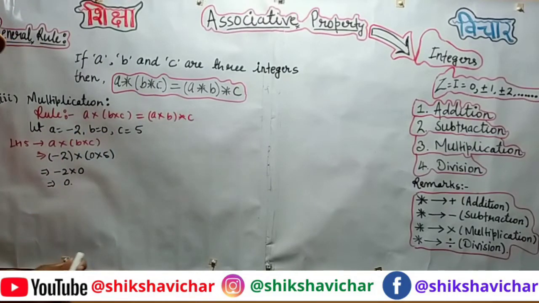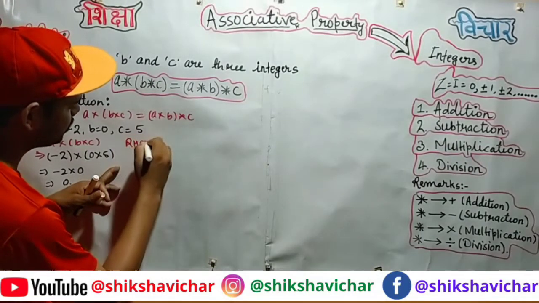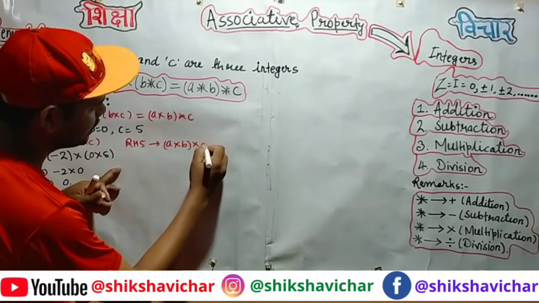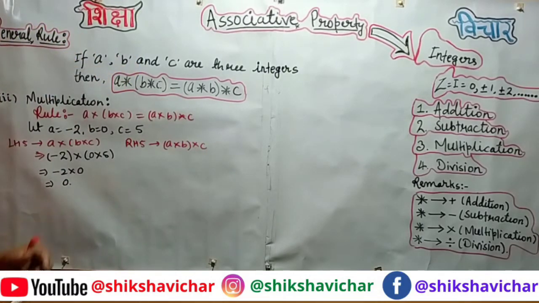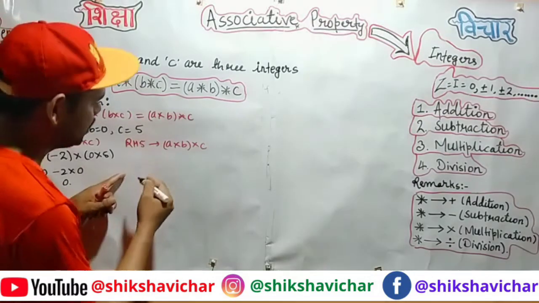Now check the right hand side for the same. So the right hand side is a × (b × c). Now put the values of a, b, c and see the result which comes after putting the values.